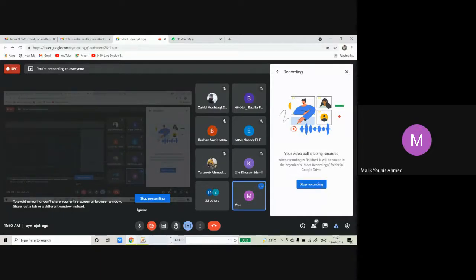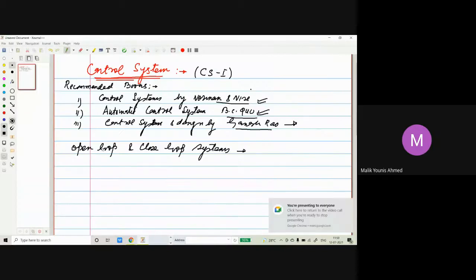So, okay, in order to start this subject, open loop and control, this control system, we have two important things, that is open loop and closed loop system. Before knowing what these systems are, and how they influence the control system operation and other things, we should know the basic terminologies of the control system.